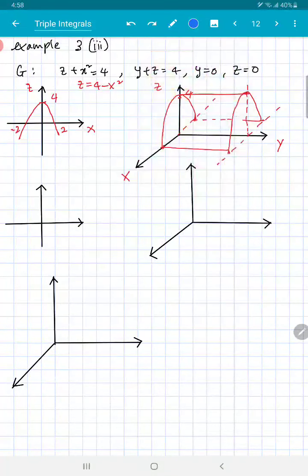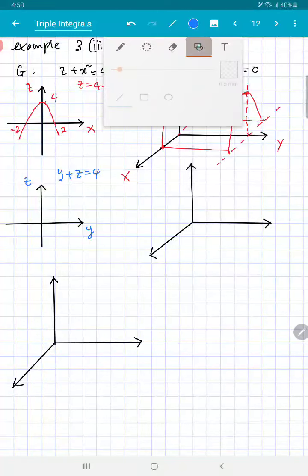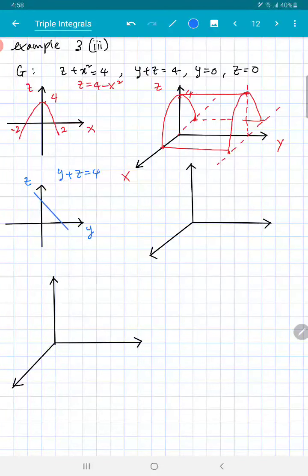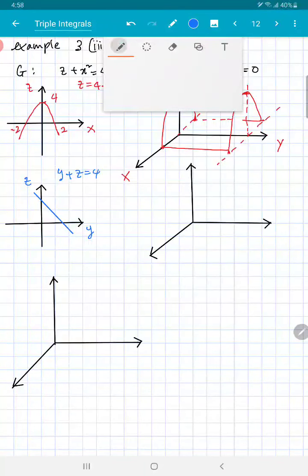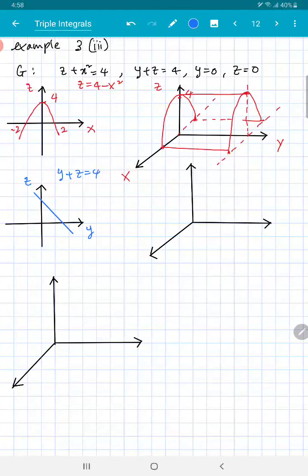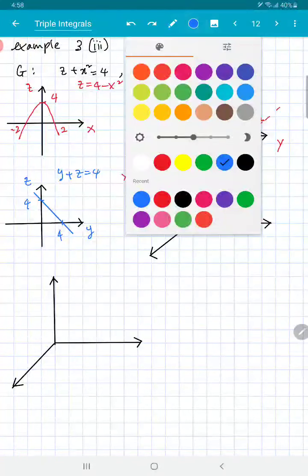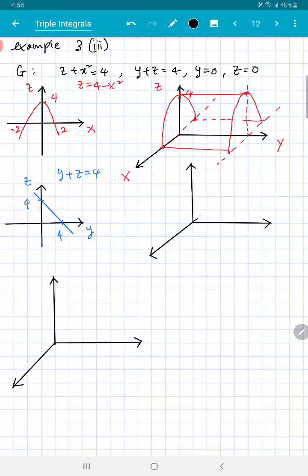So here we have y plus z equals 4. So if we sketch this in 2D, which is going to be on the yz plane, it's going to be a straight line. Okay, so here we have a straight line where when y is 0, z is 4, and when z is 0, y is 4. And if you look at the equation here, it doesn't have x in it, meaning that it doesn't matter what x is, you have the same straight line.